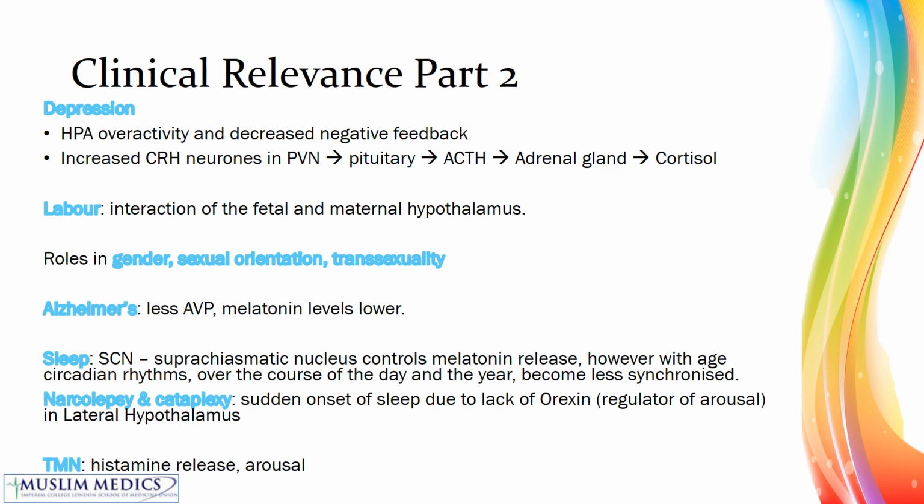Sleep is also monitored by the hypothalamus, as we have the suprachiasmatic nucleus, which controls melatonin release. But as we grow older, our circadian rhythm becomes less synchronized, and therefore the role is not as important. We also have these conditions, narcolepsy and cataplexy, and this is when we have a sudden onset of sleep due to the lack of orexin, which is a regulator of arousal in our lateral hypothalamus. We also have our tuberomammillary nucleus, and this releases histamine and aids our arousal as well.